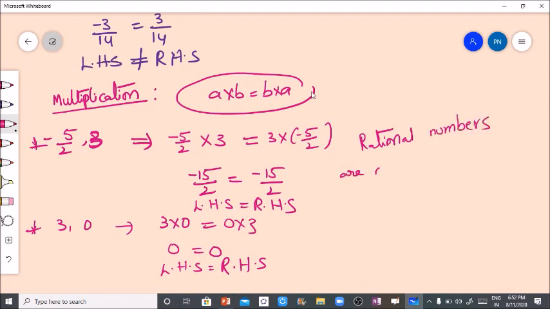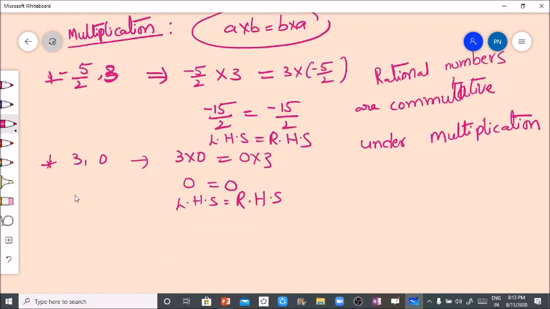are commutative under which basic operation? Multiplication. Okay, children? Right. The next basic operation is division.